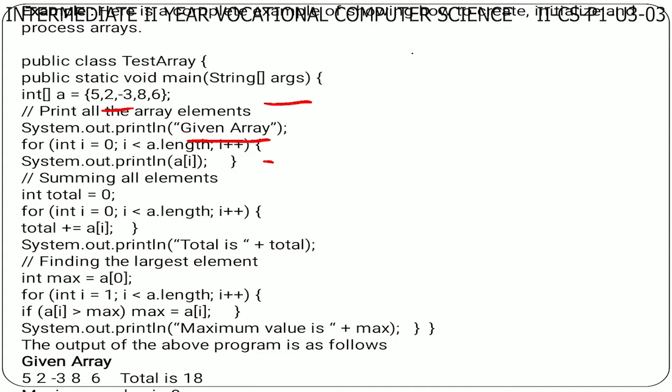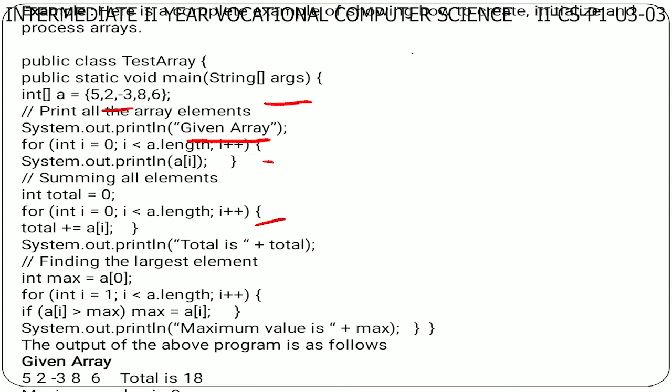Next is summing all elements. Here I am taking int total = 0. That is, I am initializing total to 0. Again, I am taking a for loop: for (int i = 0; i < a.length; i++). Within the for loop, I am writing total += a[i]. This is nothing but total = total + a[i]. So here I am adding all the elements in the array and printing the total.